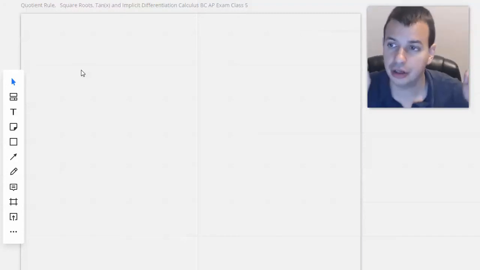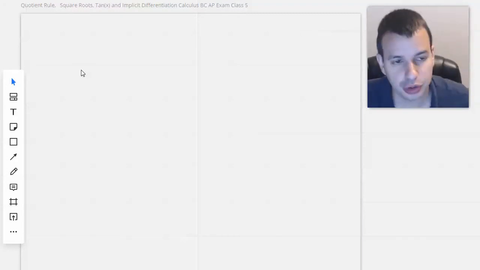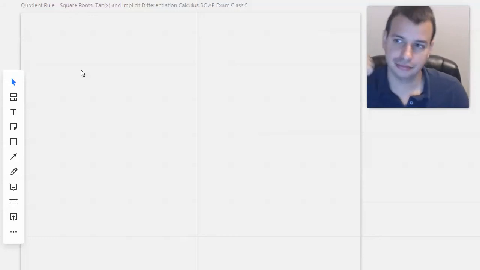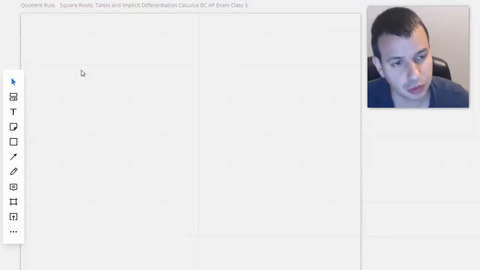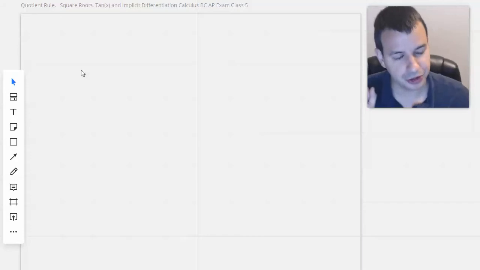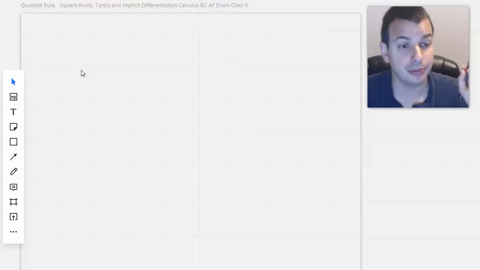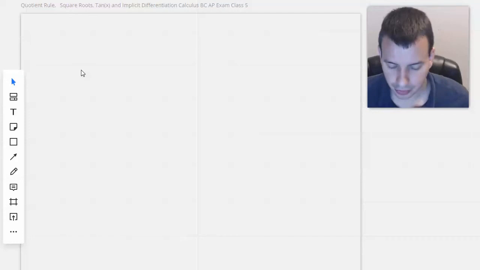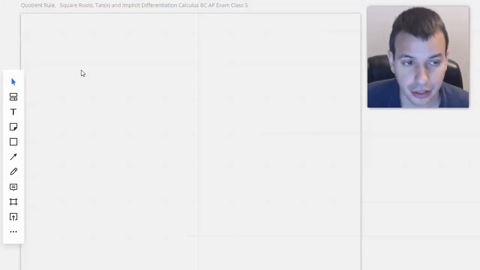I'm Ben Cohn. Today we're going to talk about the quotient rule and square roots, tangent of x, and then we'll get a little bit into the idea of implicit differentiation. So far we've gone over the power rule, the product rule, and the chain rule. And that's pretty much all you really need in life. Well, I guess, and the definition of the derivative.